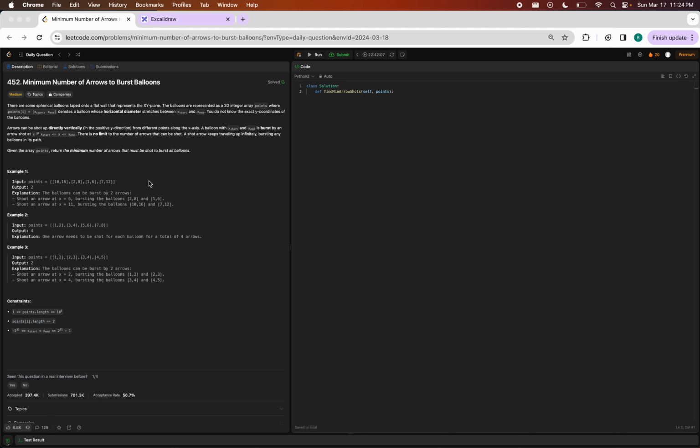Okay, look at this example. This is obviously an interval question, and when you have a range like this it's almost always an interval problem. So let's just look at this. These two are together, and then these two are together, right? Same thing here. So we want to count the least number of arrows. How can we do this?